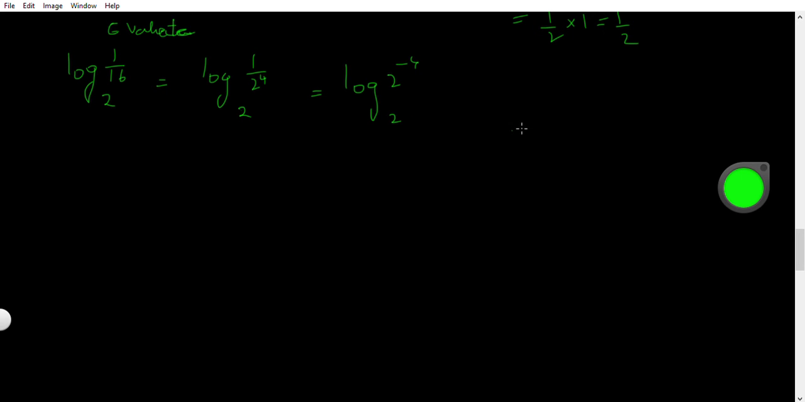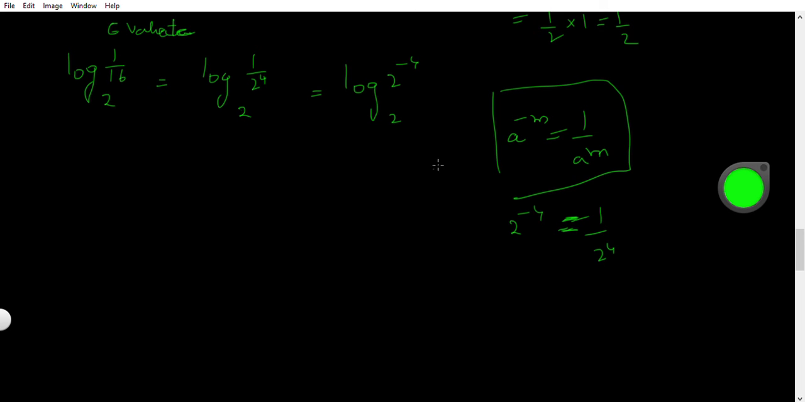In 8th class we studied a to the power of minus m is equal to 1 by a to the power of m. By this formula, 1 by 2 to the power of 4 equals 2 to the power of minus 4. So 1 by 16, I write as 1 by 2 to the power of 4, and we can write this by the help of this formula. Now this is equal to minus 4 logarithm of 2 to the base 2.